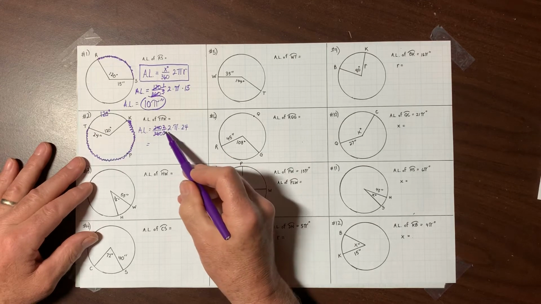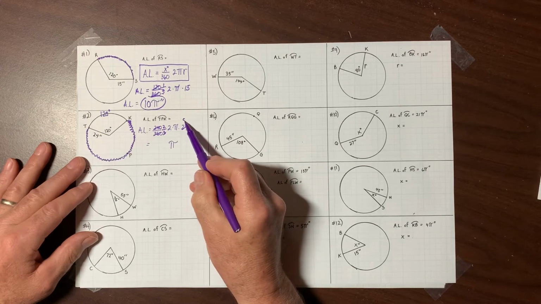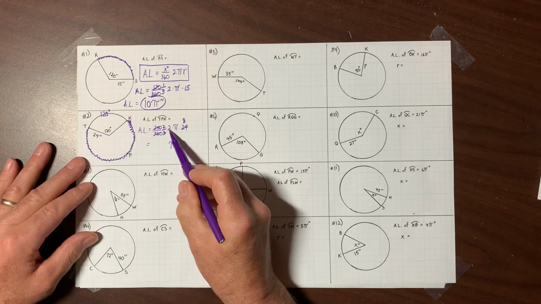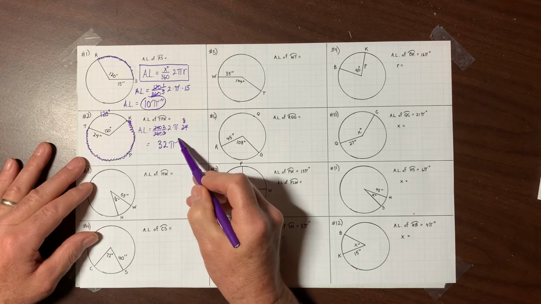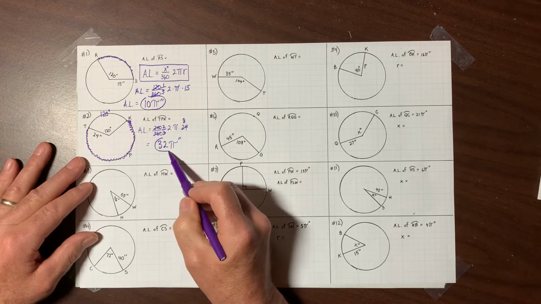And 3 goes into 24 8 times. So I have 2 times 2, which is 4, times 8, which would be 32 pi inches for my answer.